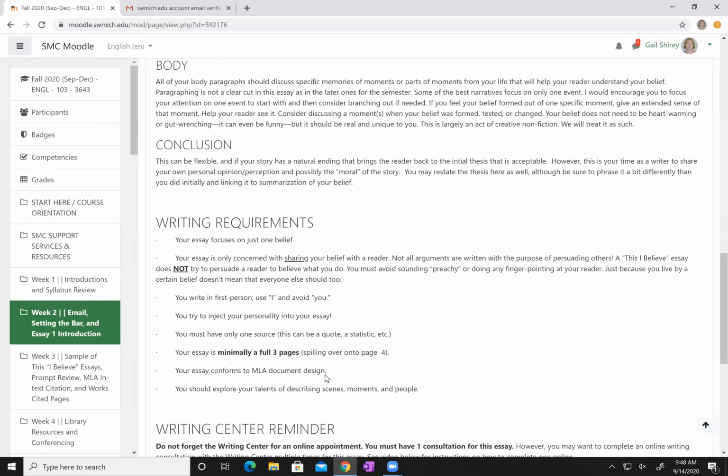Couple of criteria. Write in the first person. You are allowed to use I. I do not want to see you use the word you. Do please interject your personality into the essay. This is a glimpse of you.